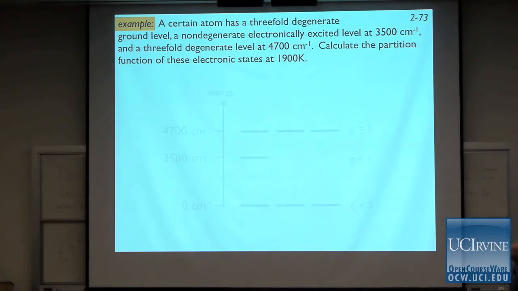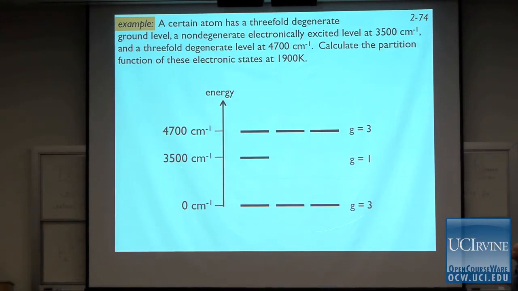Problem 3. Here's the situation. What do these words mean? A threefold degenerate ground level. Boom. Energy 0. An electronically excited energy level, 3,500 wave numbers. Boom. 3,500 wave numbers. A threefold degenerate level at 4,700 wave numbers. Boom. All right, calculate the partition function of these electronic states at 1900 degrees Kelvin.